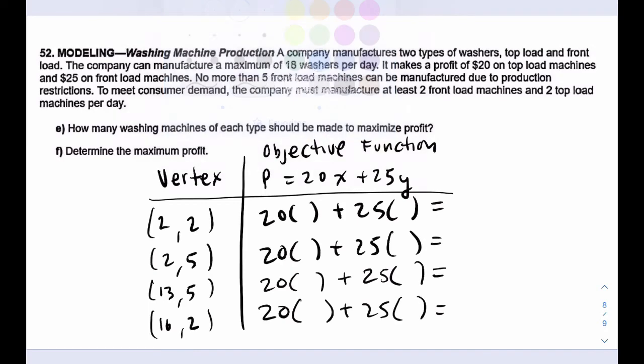Okay, so now I'm going to fill in the x values and the y values. That one is 2 and 2, then 2 and 5, then 13 and 5, and 16 and 2. Okay, the first row here. So it's going to be 40 plus 50 is 90. That's $90. Then second one is 40 plus 125. So it's going to be 155.